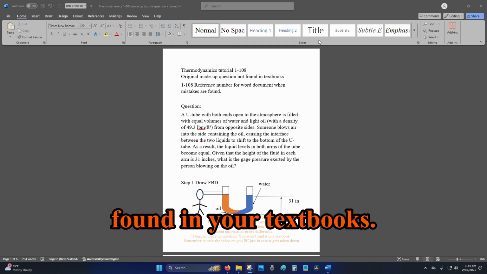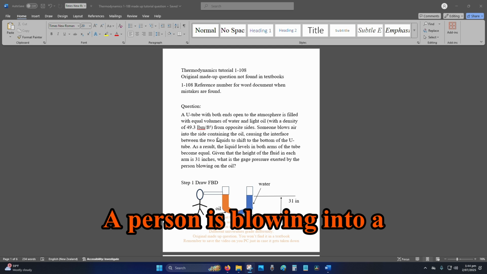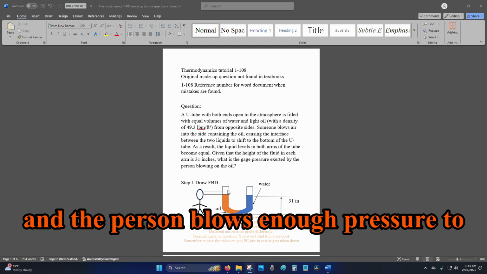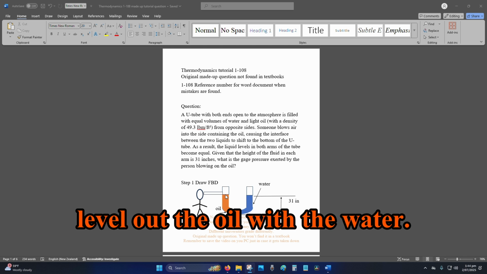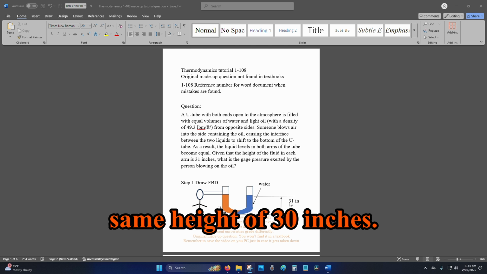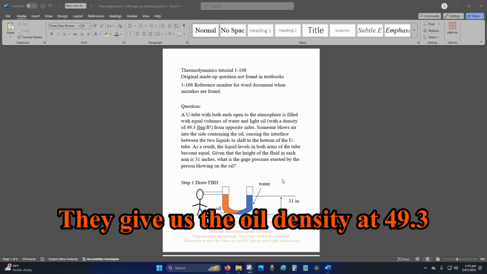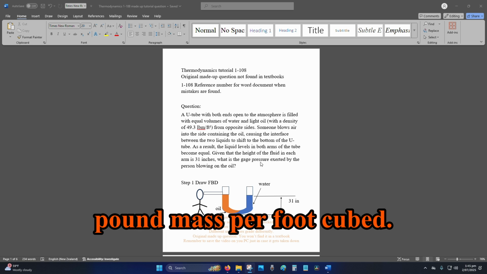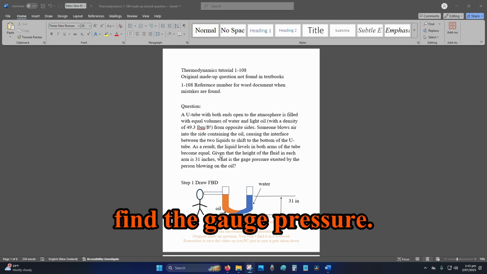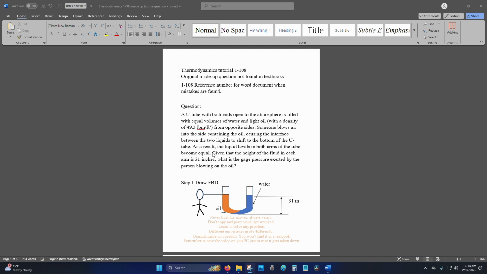This is a made-up question not found in your textbooks. A person is blowing into a manometer, a U-shaped tube, and the person blows enough pressure to level out the oil with the water. So they are both at the same height of 30 inches. They give us the oil density at 49.3 pound mass per foot cubed, and they want us to find the gauge pressure.